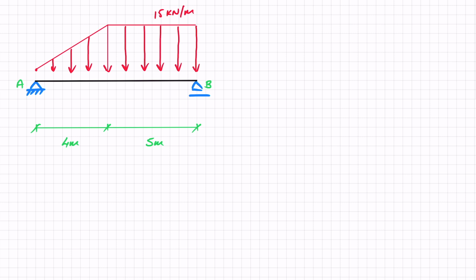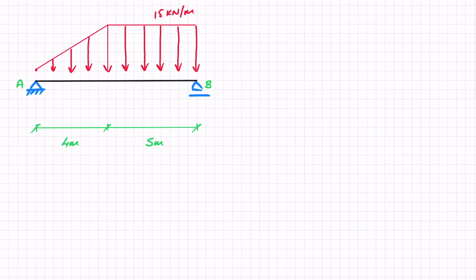Let's see. In this example, we've got a simply supported beam, and for the first 4 meters from A, we've got this triangular distributed load, which goes from 0 until a height of 15 kilonewtons per meter. And then for the remaining 5 meters until point B, we've got a uniformly distributed load at that same constant level of 15 kilonewtons per meter.